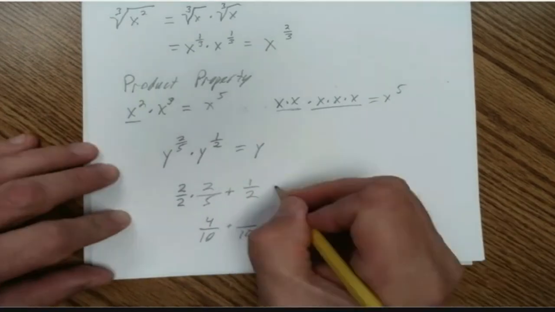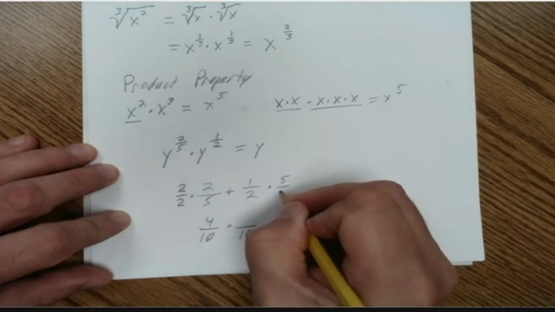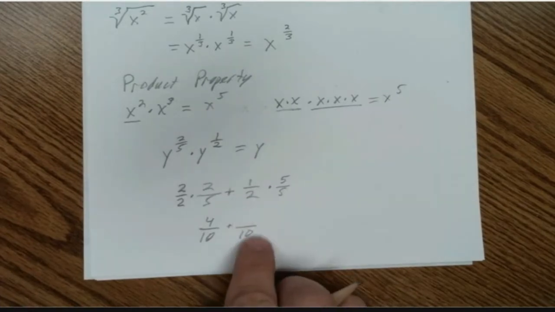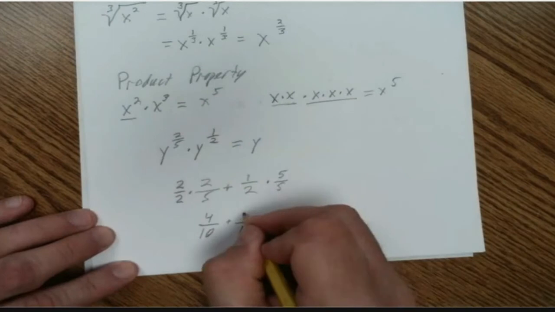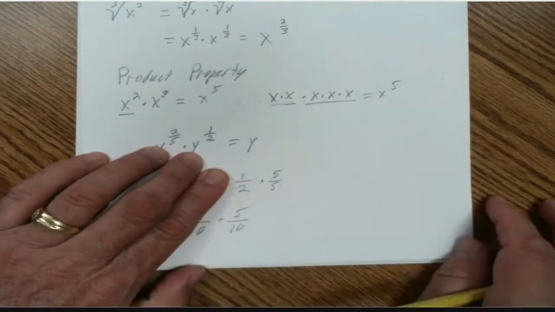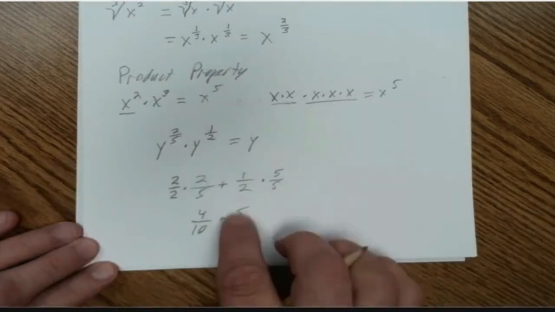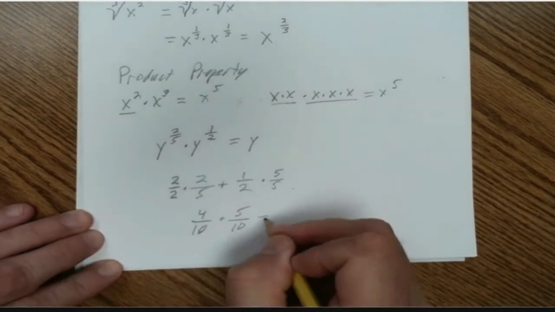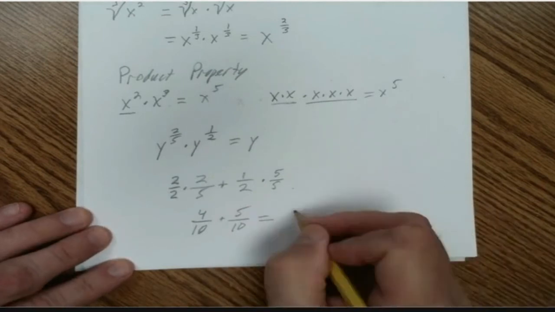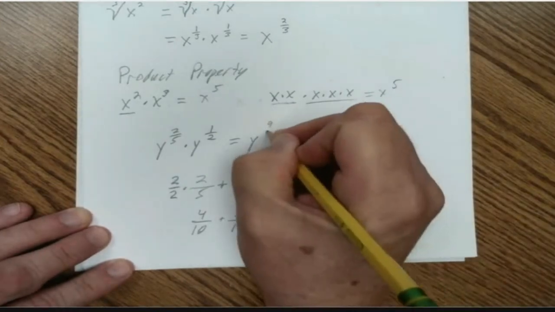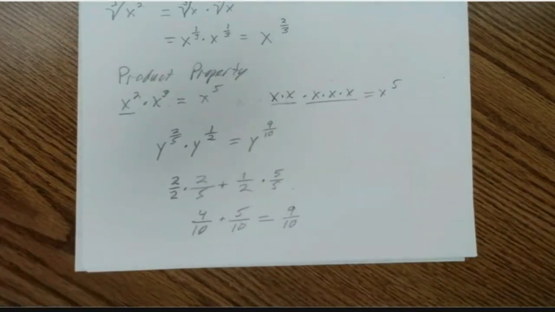I want to make this tenths. So if I multiply this by 1, and this is going to be what my 1 looks like, 5 over 5, that's 1. Because 2 times 5 will give me 10. That's what I need. 1 times 5 is 5. Remember, when you multiply fractions, you just multiply straight across. 1 times 5, 2 times 5. That's how you multiply fractions. So 5 tenths. That's the same thing as 1/2, 5 tenths. Now I can add this. 9 tenths. So that is the same thing as y to the 9/10 power.